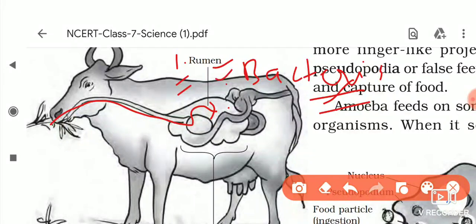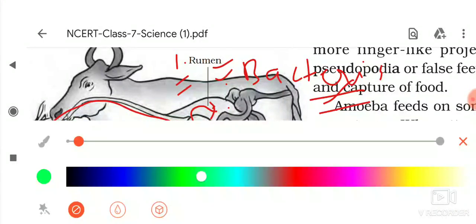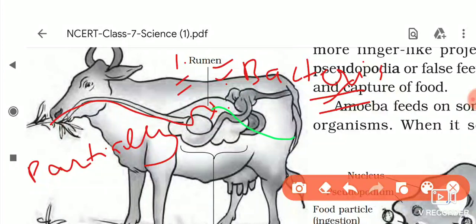Remember that in rumen the food is not fully digested. In rumen the food is partially digested. And this partially digested food is called cud. And then this cud again goes into the mouth of the grass eating animal, so that it chews again. This is how the grass eating animals, after eating grass, chew continuously.